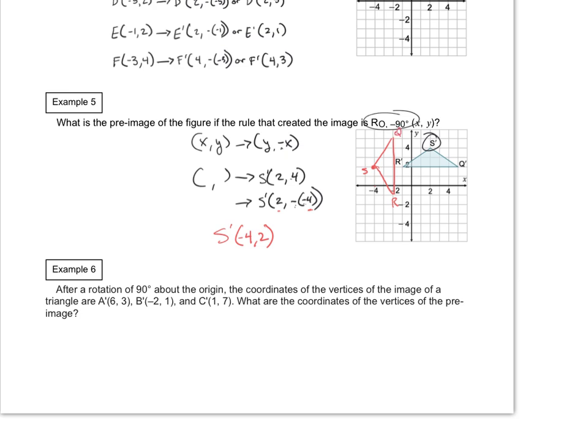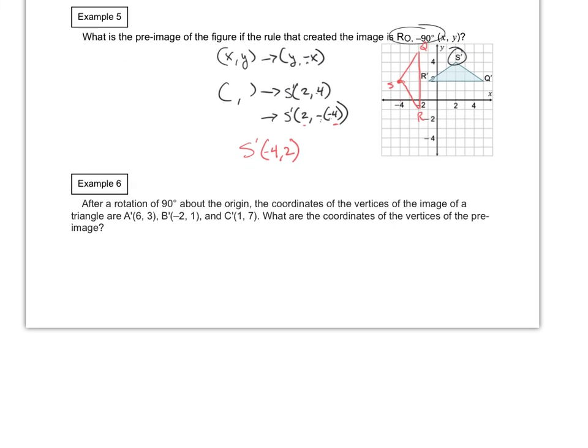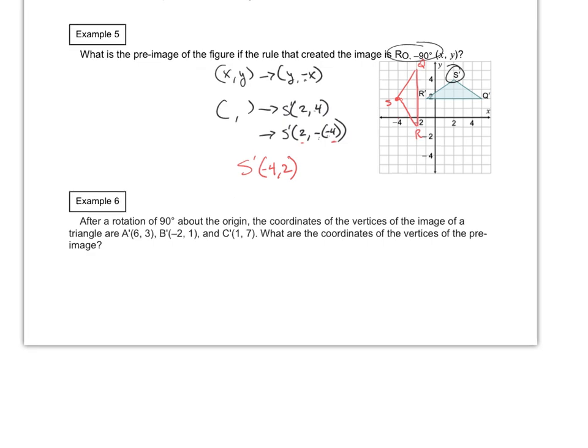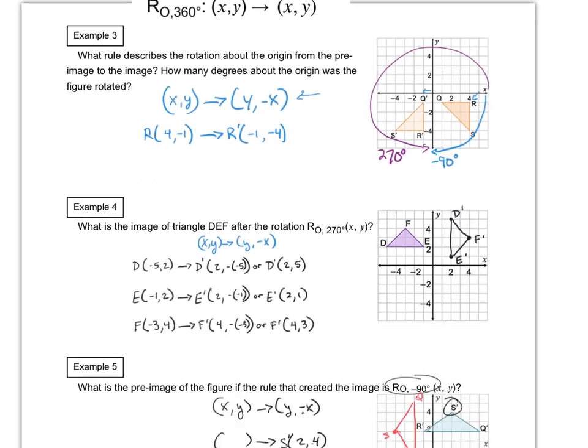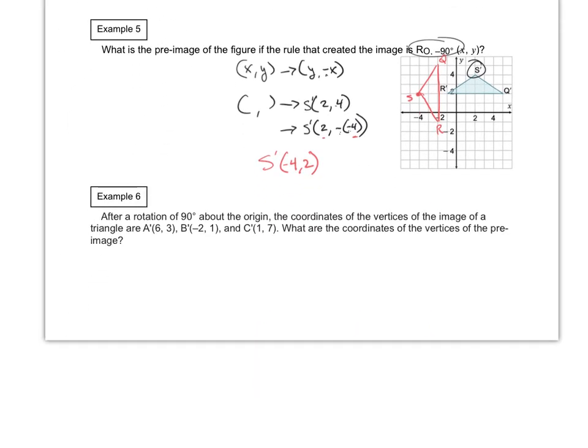There you go. And here, rotation 90 degrees about the origin. Oh, thank goodness it's not 270 this time. Rotation 90 degrees. There you go, (x, y) maps to (negative y, x).